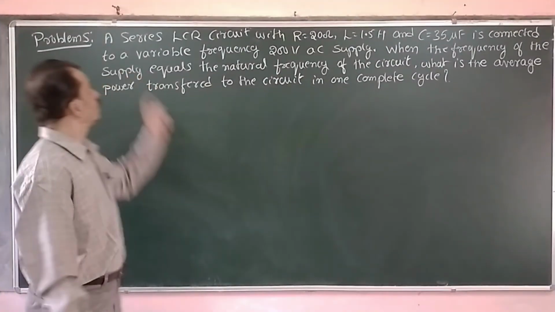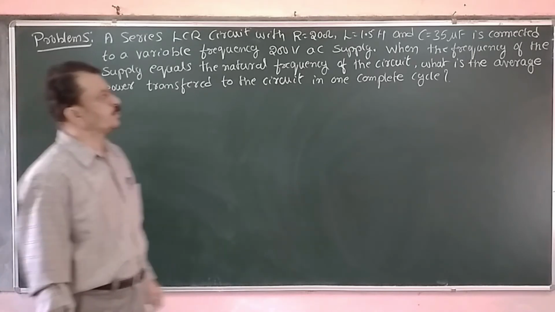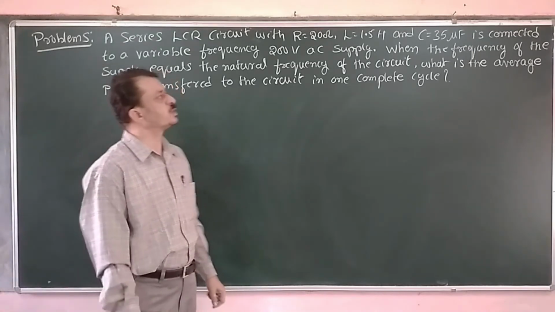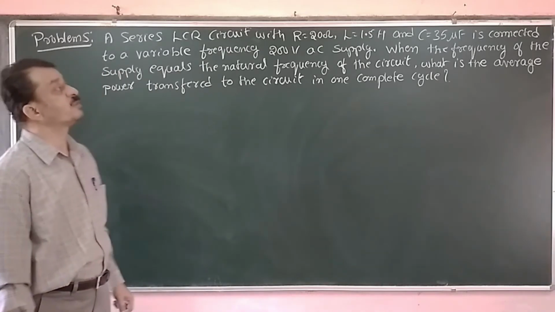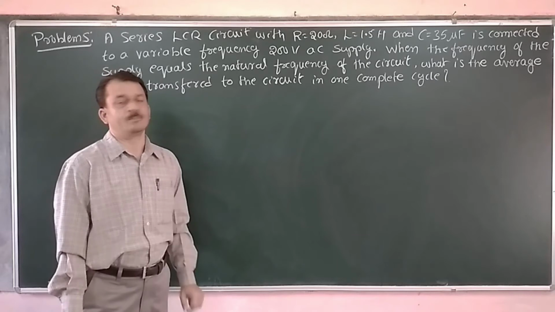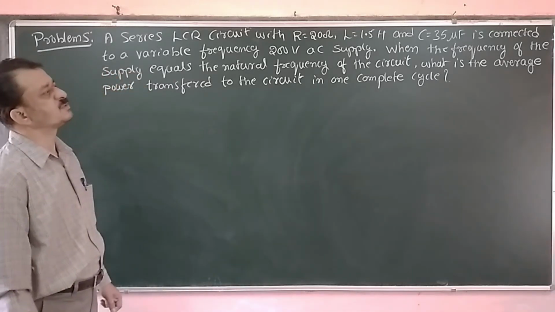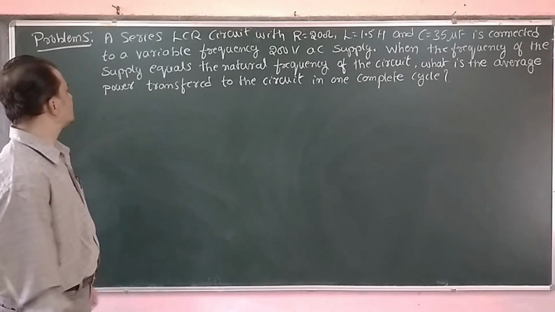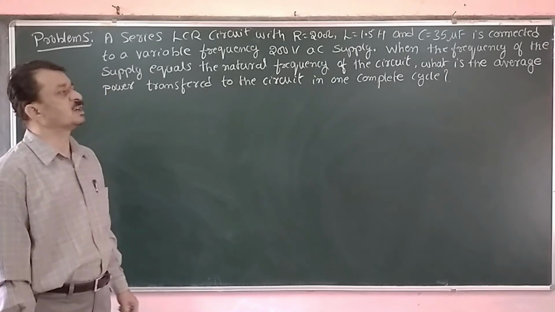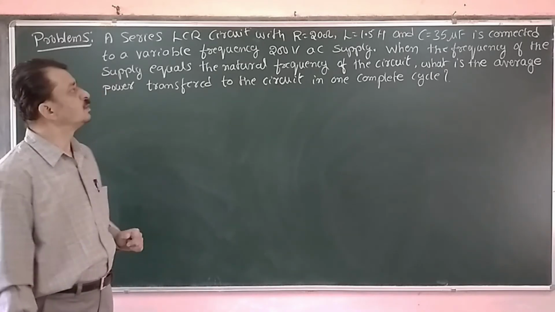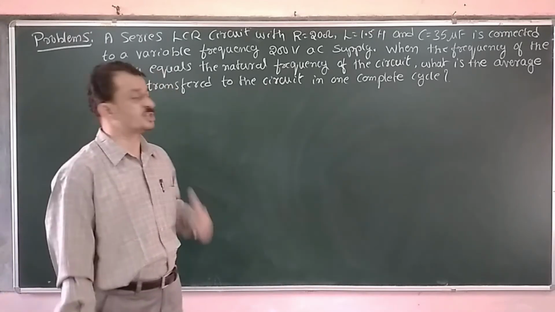Next problem: a series LCR circuit with R equal to 20 ohm, L equal to 1.5 Henry, capacitance C equal to 35 microfarad is connected to a variable frequency 200 volt AC supply. When the frequency of the supply equals the natural frequency of the circuit, what is the average power transferred to the circuit in one complete cycle? Now this is an LCR circuit with resonance condition.